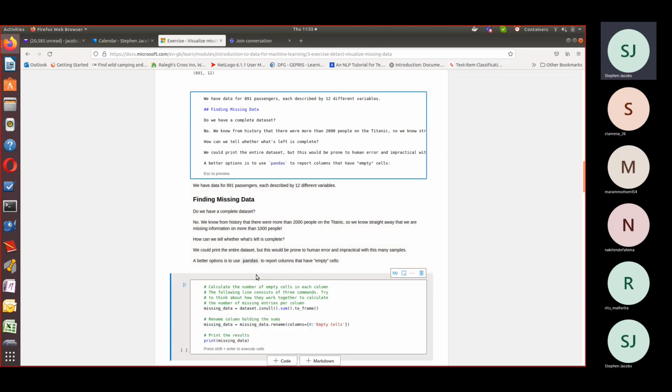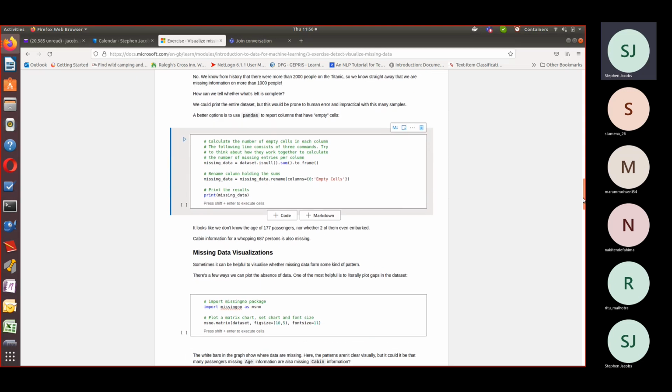So, finding missing data. With data for that many passengers, 12 different variables, do we have a complete data set? No. We know from our history there are more than 2,000 passengers on the Titanic, so we know straight away that we are missing information, more than 1,000 people. How can we tell whether what's left is complete? Well, we could print the entire data set, but this would be prone to human error and impractical with this many samples. A better option is to use pandas to report columns that have empty cells.